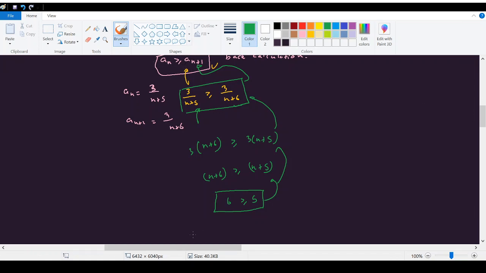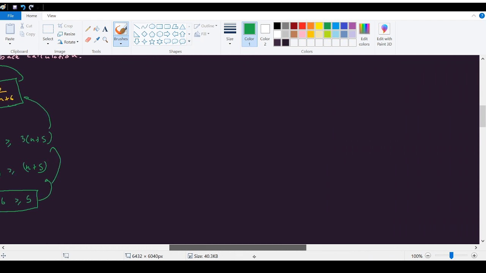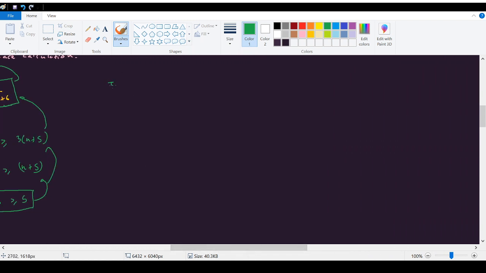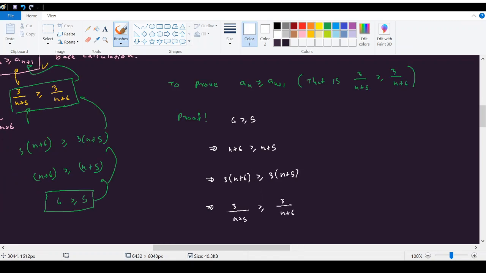So now if I write the answer only, to prove this one, a_n is greater than or equal to a_(n+1), that is this one. So to prove this one, we can start with this known result, and then you can add n to both sides, and then multiply with 3, and then just cross multiply it, and that gives the required result. So this is the way you have to prove such an inequality.